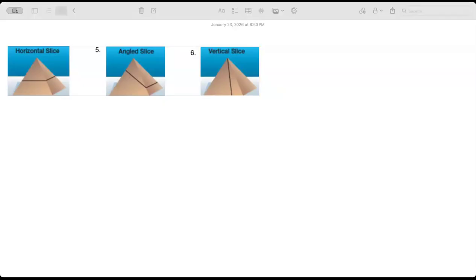Let's come to the vertical slice. What do you think? It would be a triangle. Yep, vertical slice is a triangle. The middle one, would it be a triangle too? Is it a rectangle? It is some form of a quadrilateral. Trapezoid? It's a trapezoid, yes. Okay, that was a difficult one.